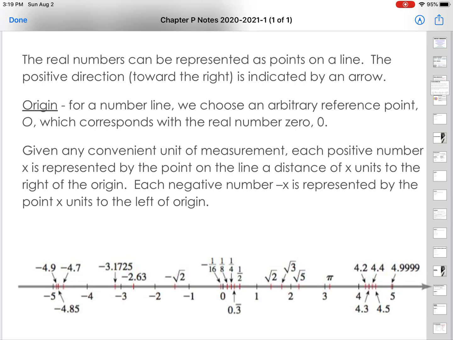0. Given any convenient unit of measurement, each positive number x is represented by the point on the line a distance of x units to the right of the origin, and negative numbers are x units to the left of the origin. So if I were to pick the number 4, 4 should be 4 units to the right of 0, which is my origin. Negative 4 is 4 units to the left.